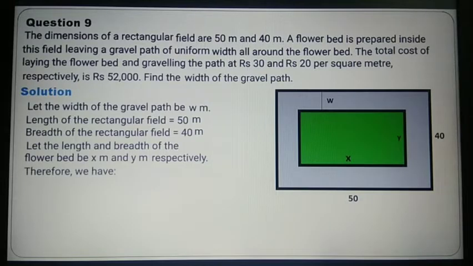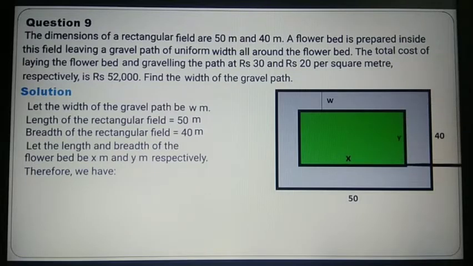Fine. So therefore let's see what we have from these many things. Now from here to here it is X, and from here to here it is W, right? Similarly from here to here is W. This is the width, this is also width. So that means if I add X, this width and this width, it will be X plus 2 times W.